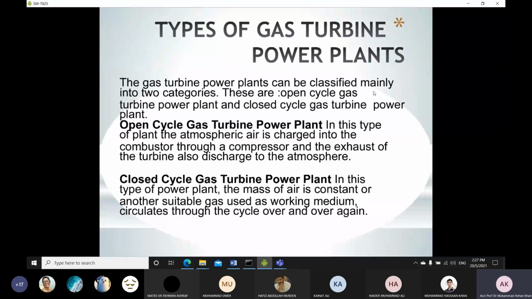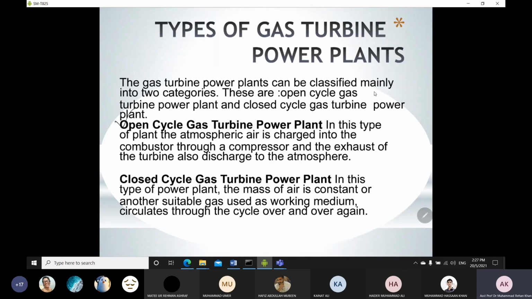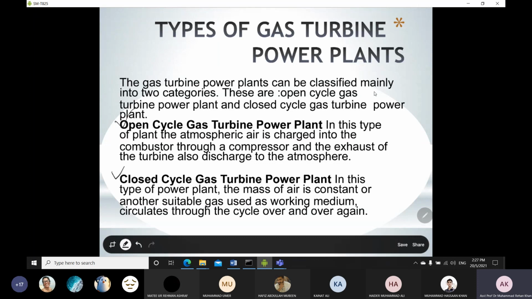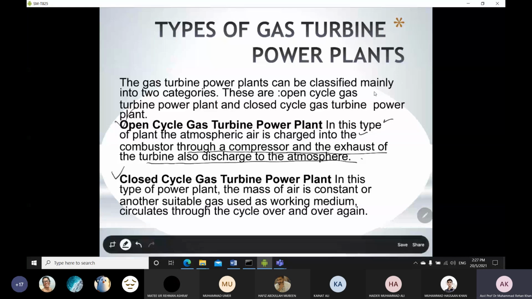Okay, so based on thermodynamics, we have to classify the gas turbine into two types of cycle. One is the open cycle gas turbine power plant, and one is the closed cycle gas turbine power plant. So in the open cycle, in this type of plant, the atmospheric air is charged into the combustion chamber through the compressor, and the exhaust of the turbine is also discharged to the atmosphere. Open cycle gas turbines are basically used in your jet engines, where the air is taken in from the atmosphere.